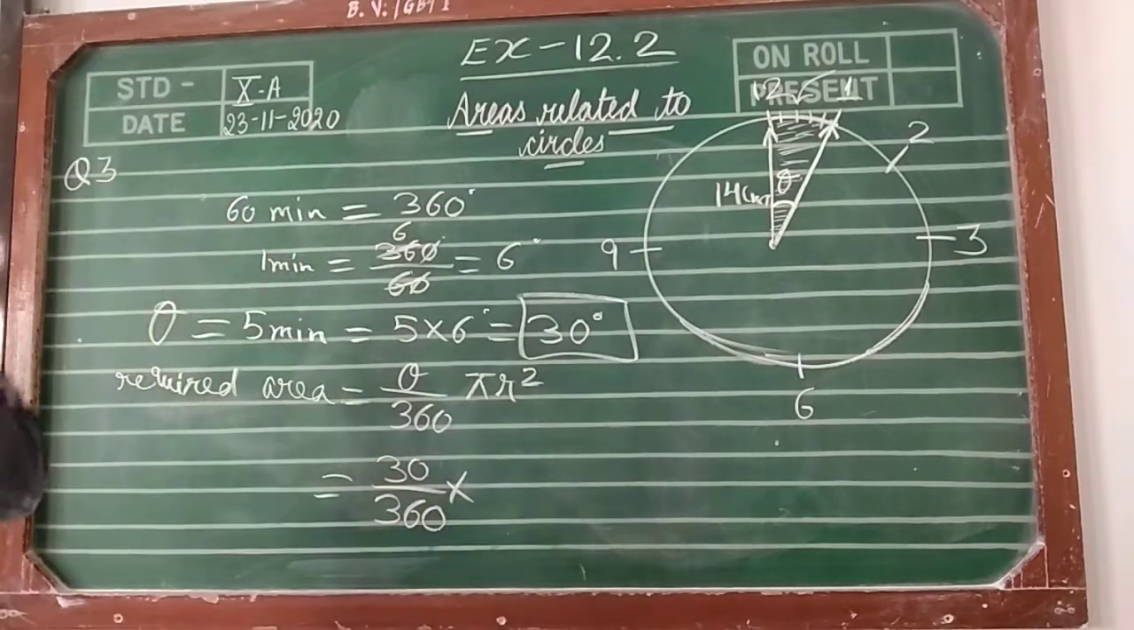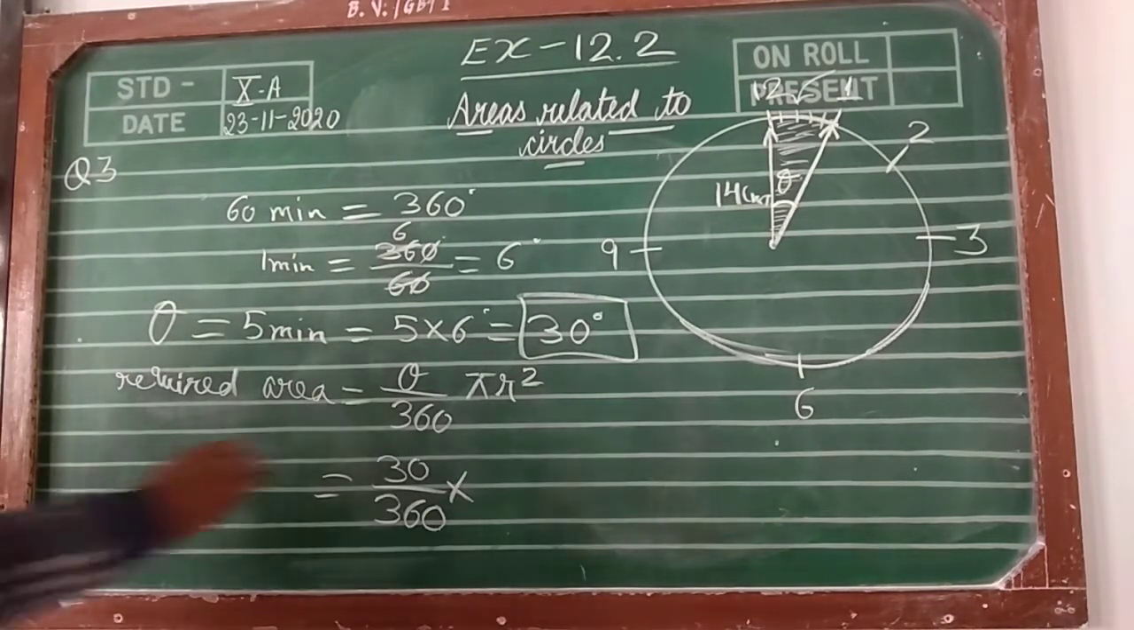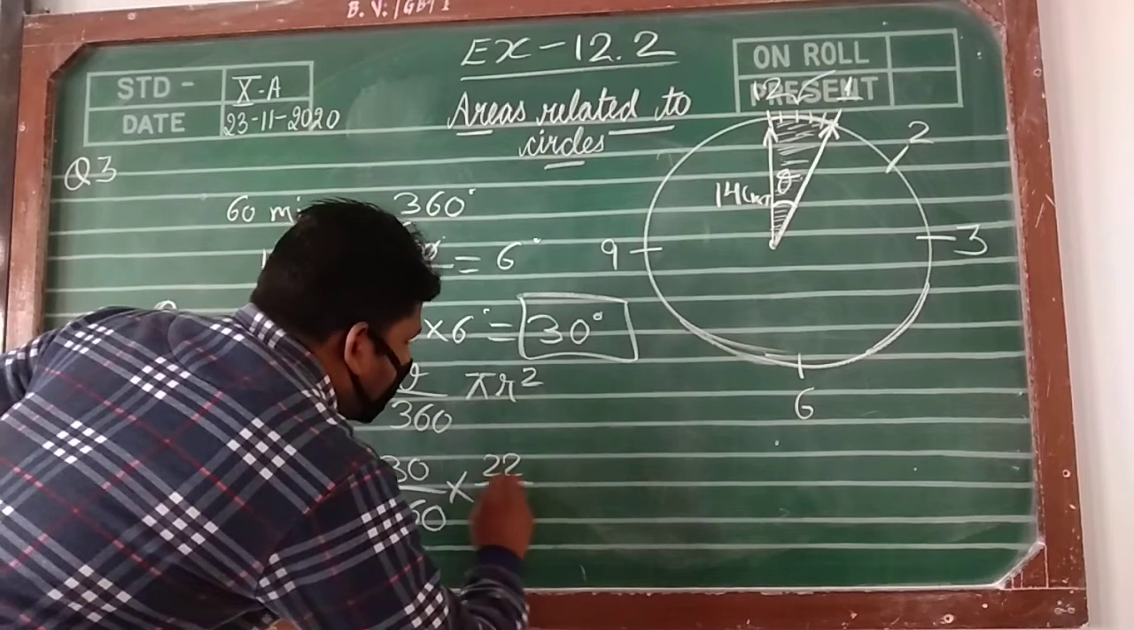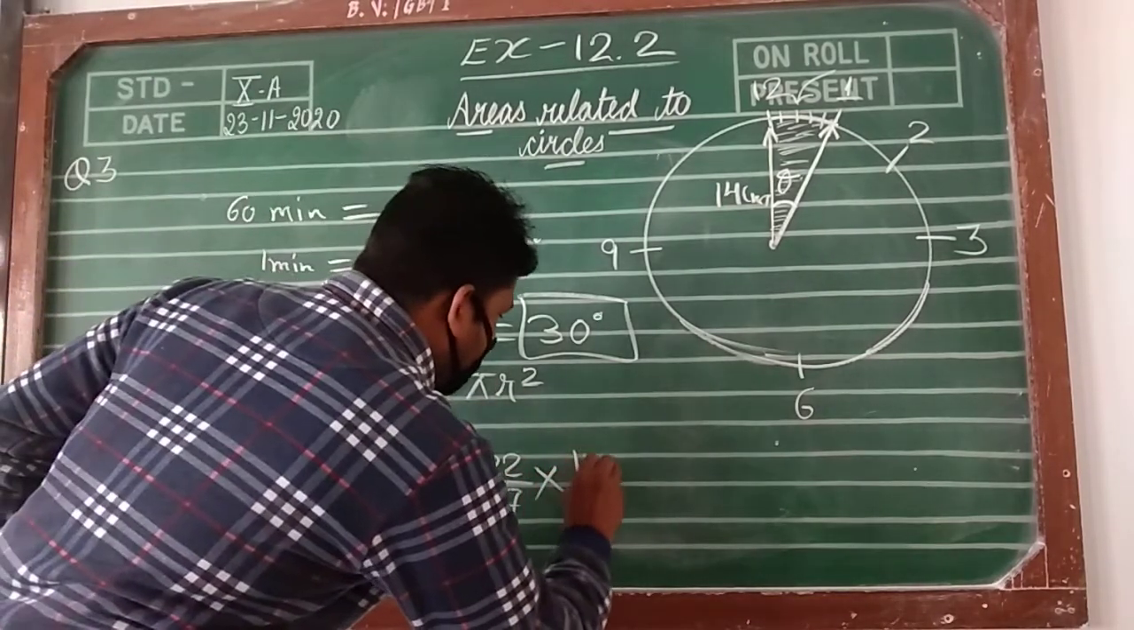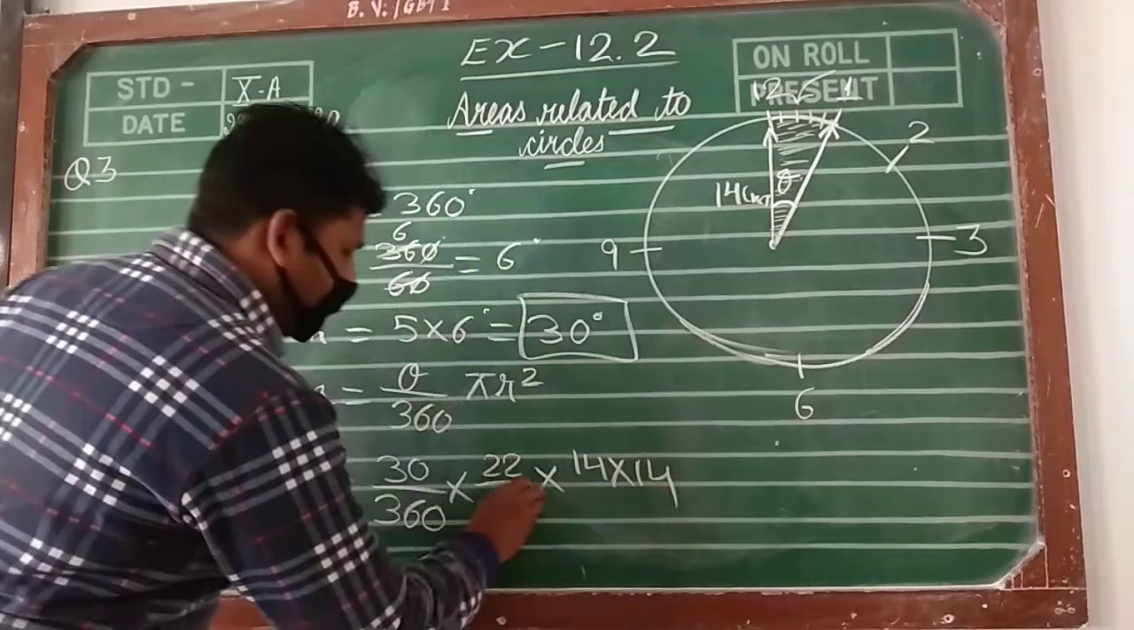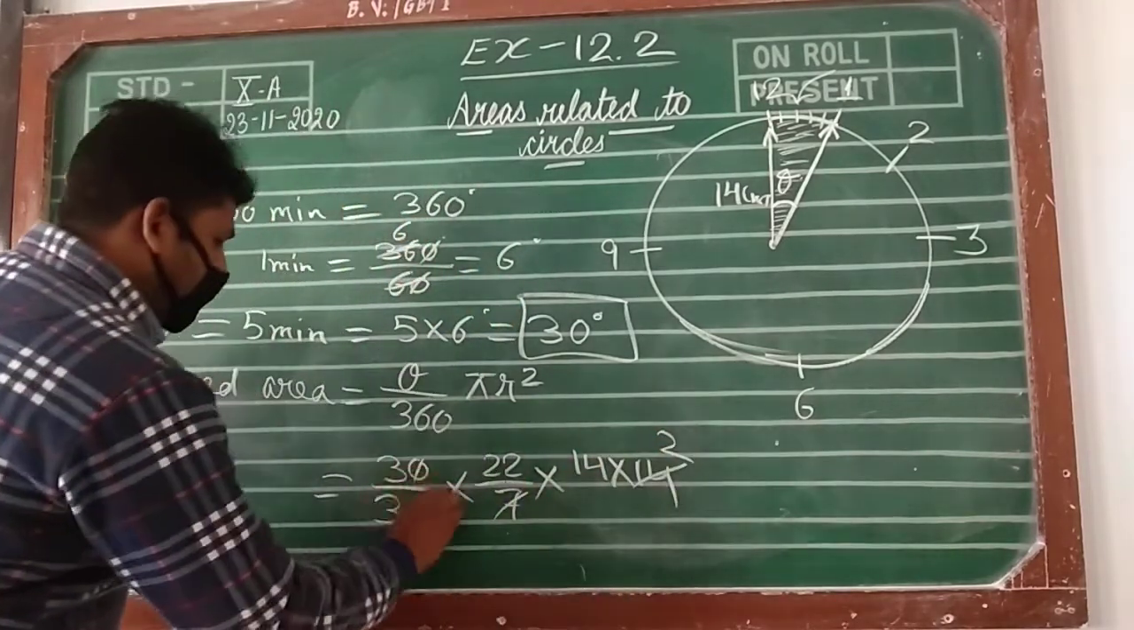Value of pi is given to you. If it is not given, then we are taking 22 upon 7. Radius if you are considering, then 14 is the radius. 14 into 14. Solve this.